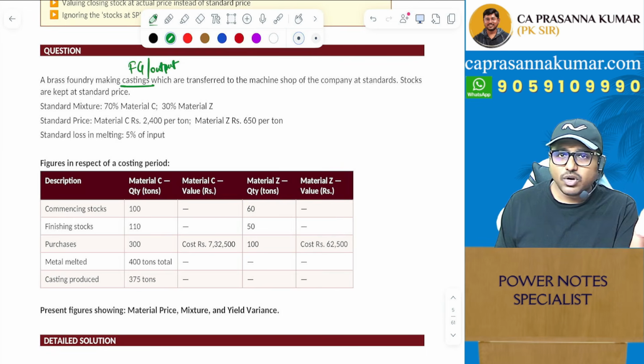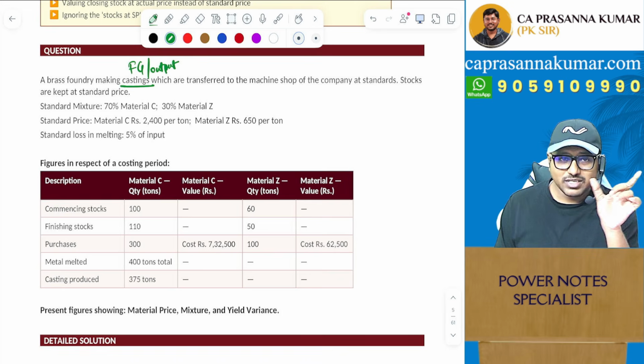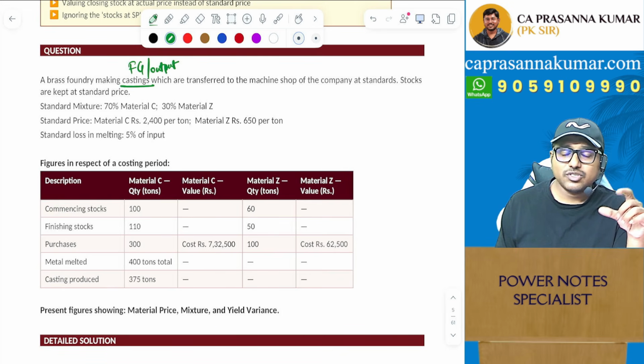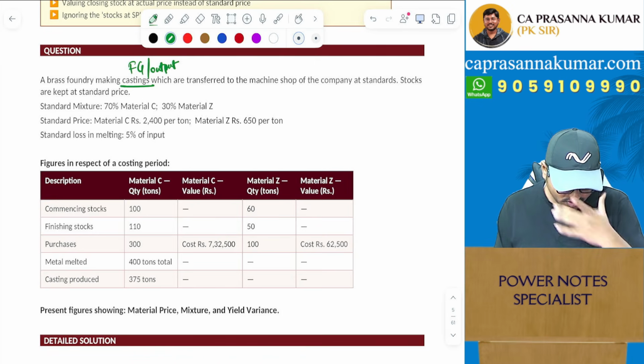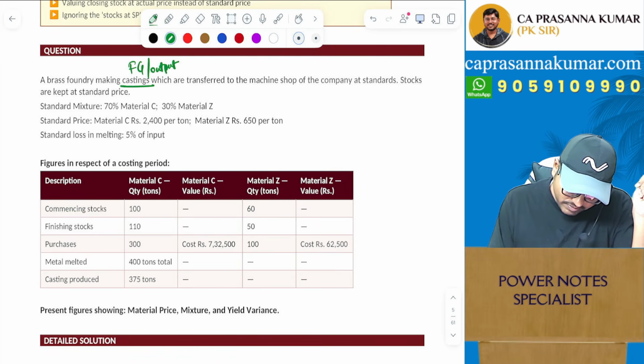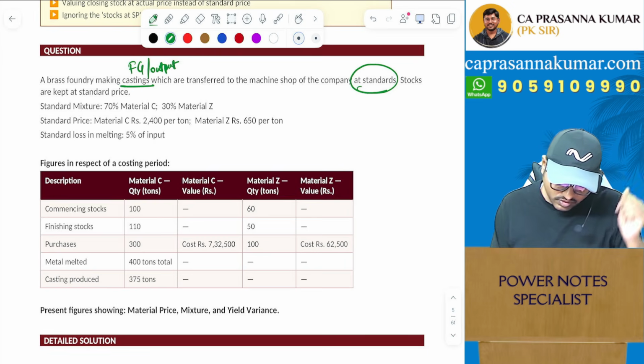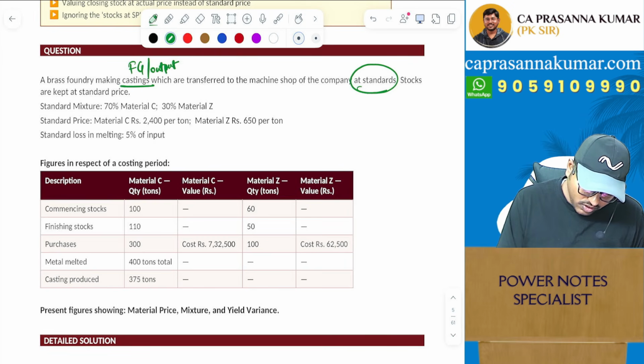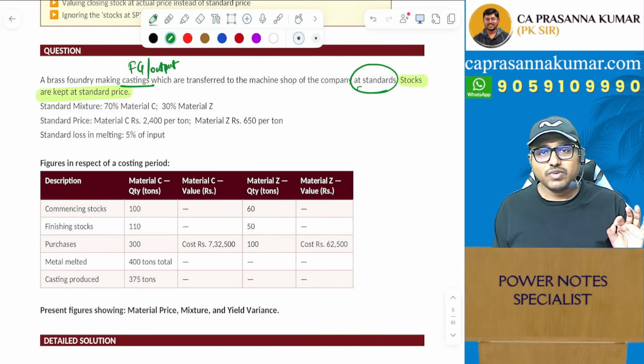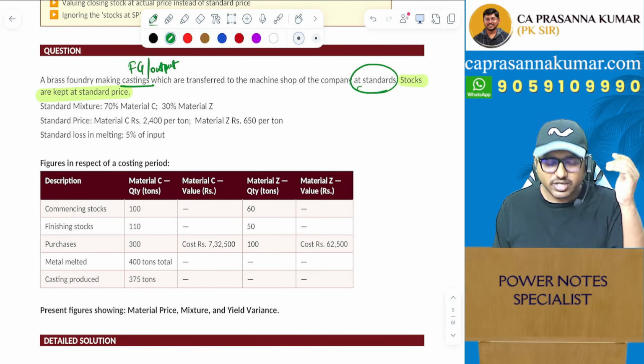When we are talking about sales variances, we should be taking the output. There you should not be confused with input, because sales means you will sell your output only. When we are talking about material variances or labor variances, we should be taking input, not the output. Clear? Which are transferred to the machine shop of the company at standards. Very important. Stocks are kept at standard price. Whatever the stock that you have got, opening stock or closing stock, it is always kept at standard price, which means it is measured at standard price.